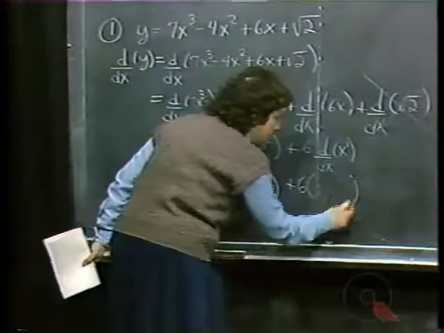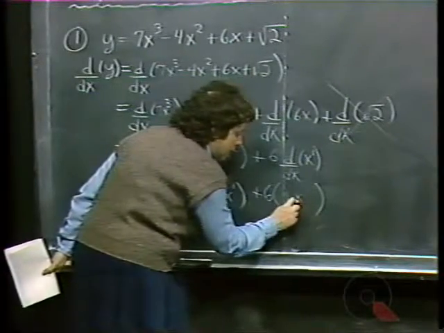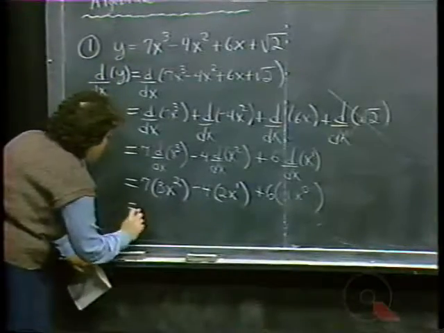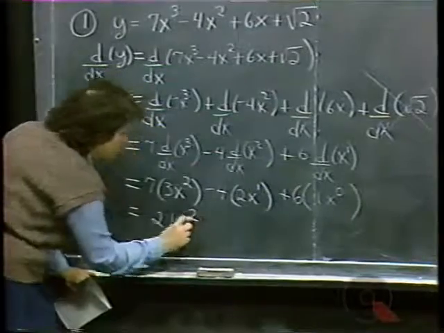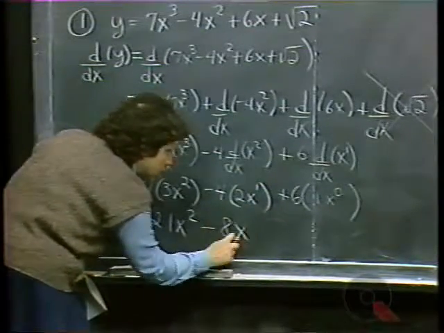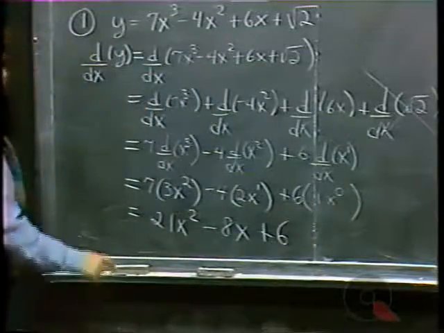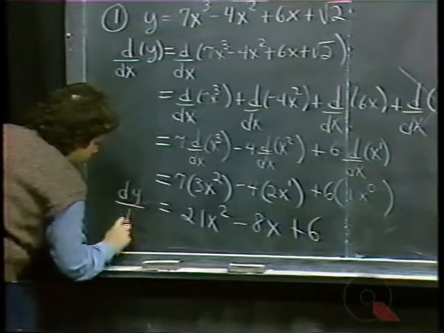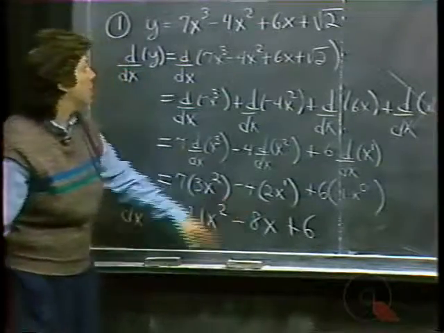And the derivative of x to the first power is going to be the power 1 times x to the 1 less power, 1x to the 0. So what do we have here? We have 7 times 3x squared, 21x squared, minus 4 times 2x, minus 8x, plus 6, because x to the 0, of course, is 1. This is the derivative of y with respect to x, or you could write it just dy dx: 21x squared minus 8x plus 6.